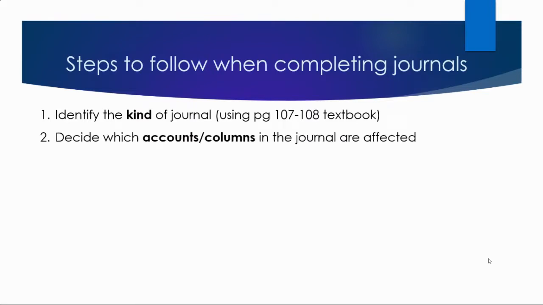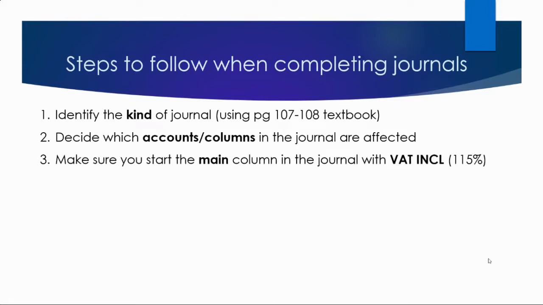Then you have to decide which accounts in the journals are affected. So what are the accounts or the columns that will be affected by this information? And that is what you would then capture the information under. So would it be bank? Would it be debtors control? Would it be sales? Would it be VAT? So this is what we mean when we say decide which accounts or columns are affected.